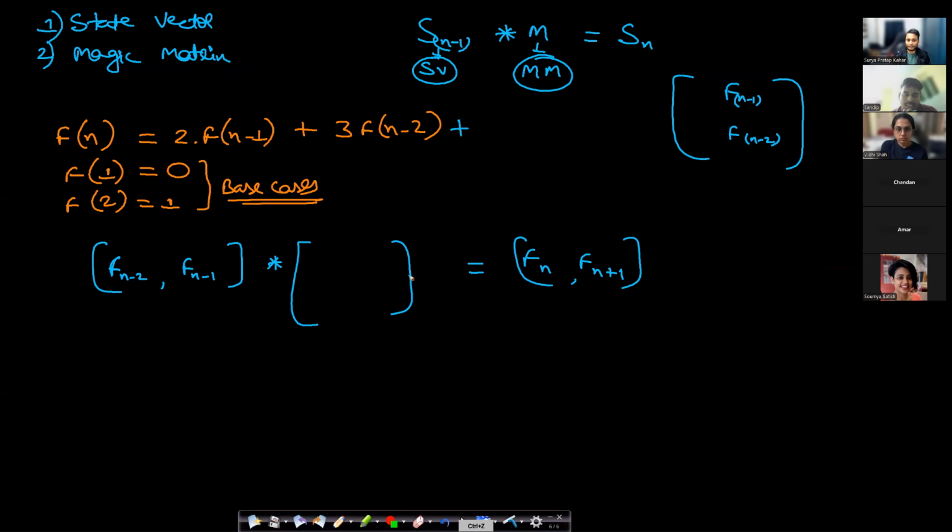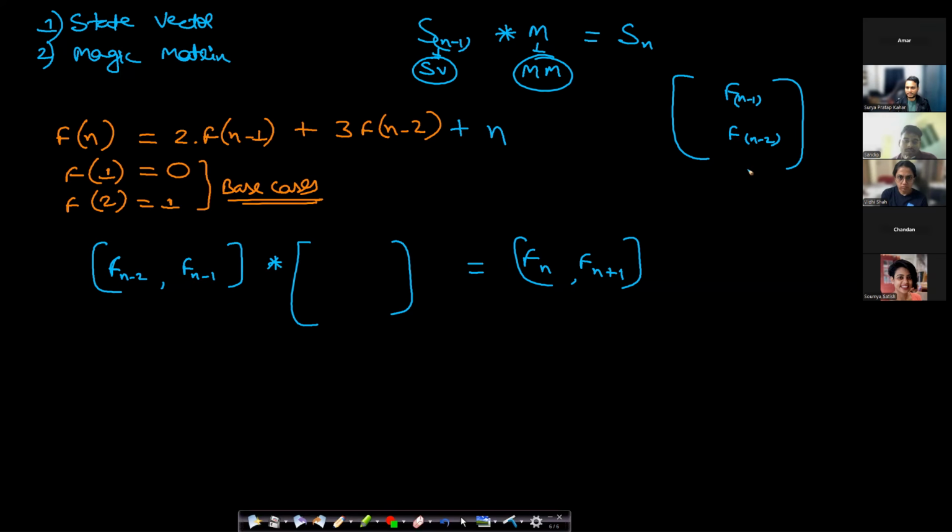Now this is kind of a vector. It is not a function. It is a scalar. If you have a scalar, you take that scalar. Okay.